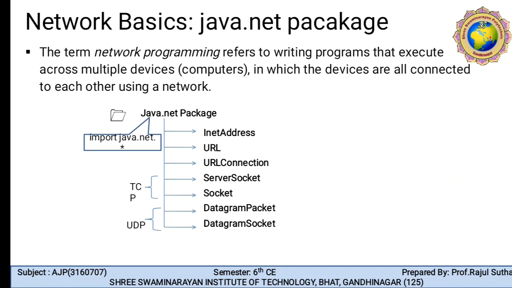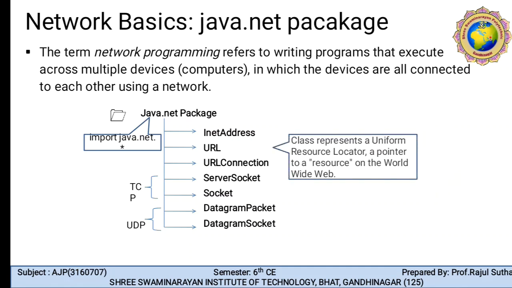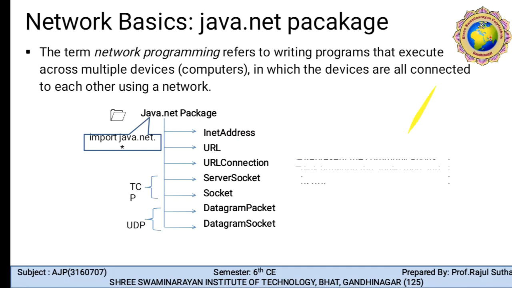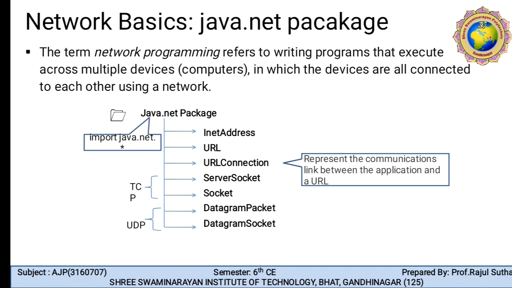Then what is the URL? We are all familiar with the URL also. URL is nothing but the uniform resource locator. The URL class represents a uniform resource locator, a pointer to a resource on the World Wide Web. Then URL connection is also required to represent the communication link between the application and the URL.